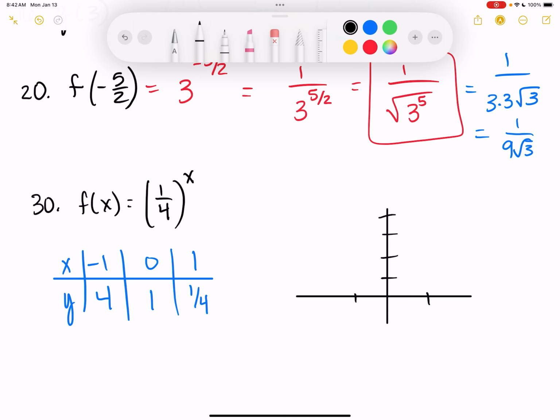A simple little graph here, and then I just plot these points that I've just found. So -1 and 4 is up here. 0 is at 1. And at 1 it's at 1/4.